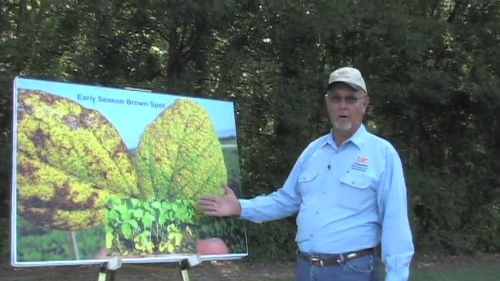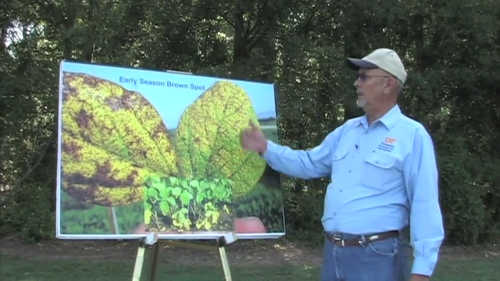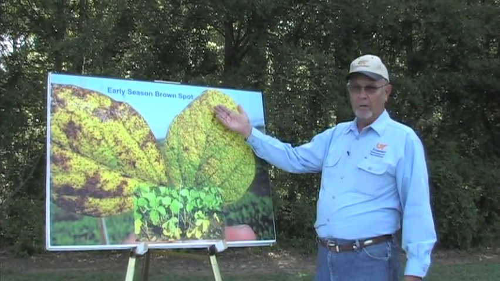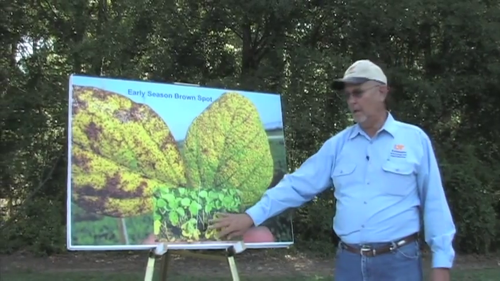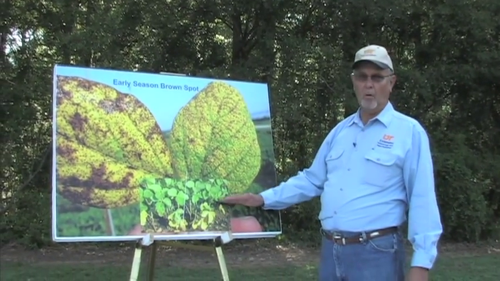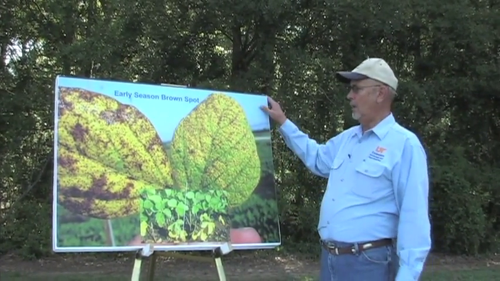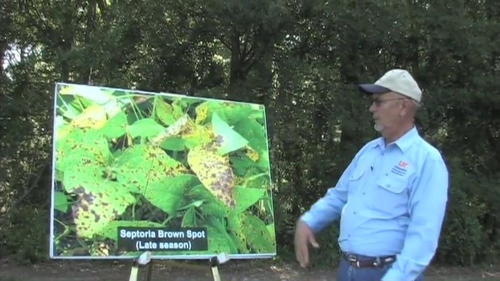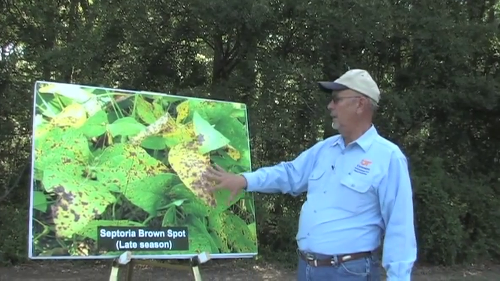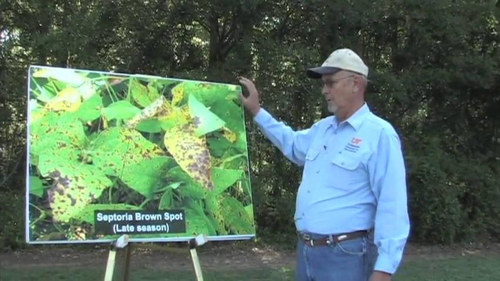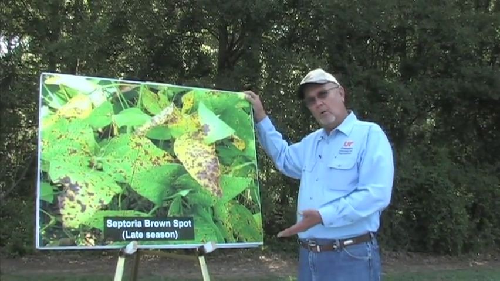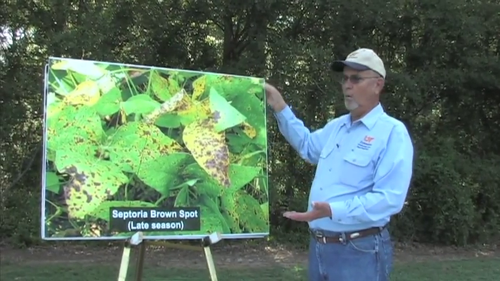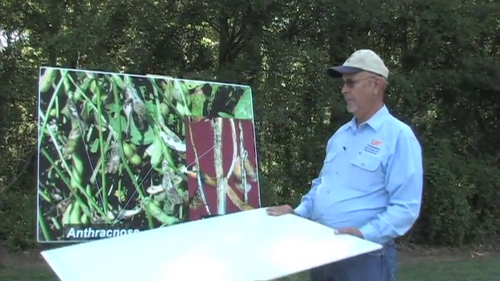Another disease that's virtually in every soybean field is called Septoria brown spot. It has 2 phases. One is an early season, the lower bottom leaves turn yellow and drop off, like you see here. But then later in the season, we see brown spot really causing defoliation. The more you plant soybeans after soybeans, the more of these diseases you have.